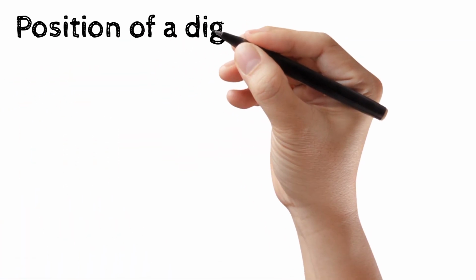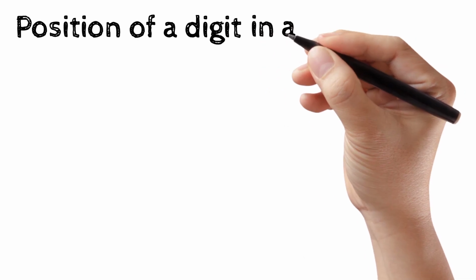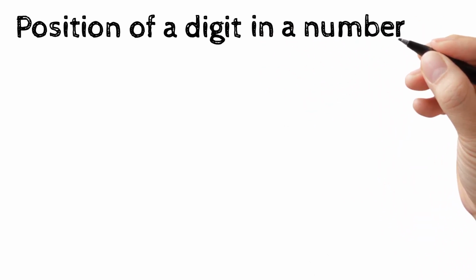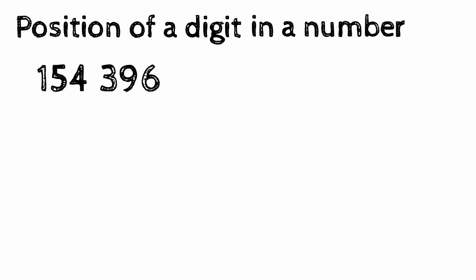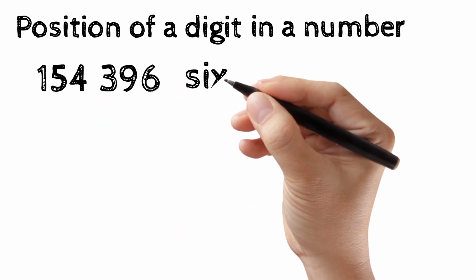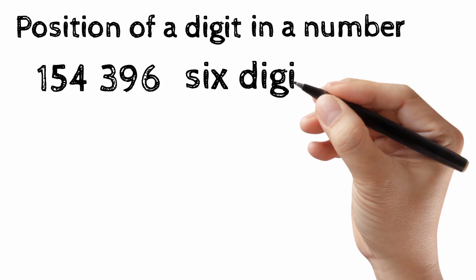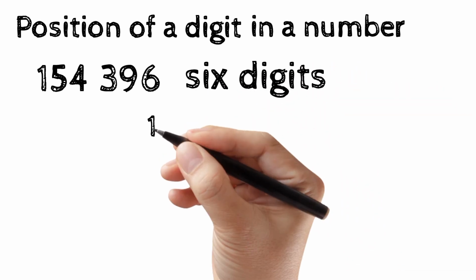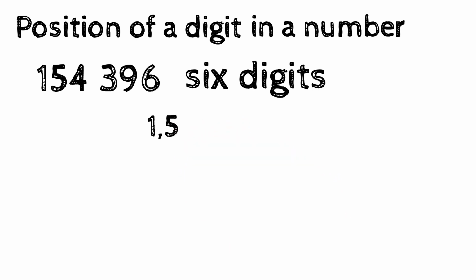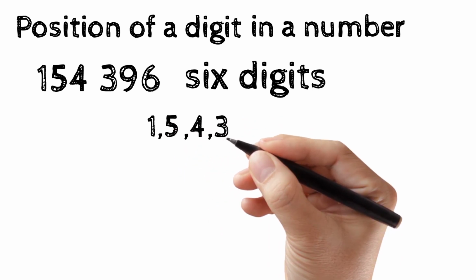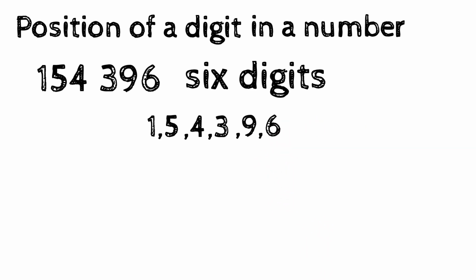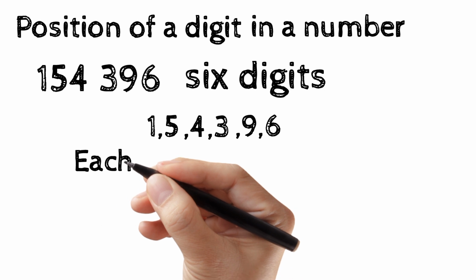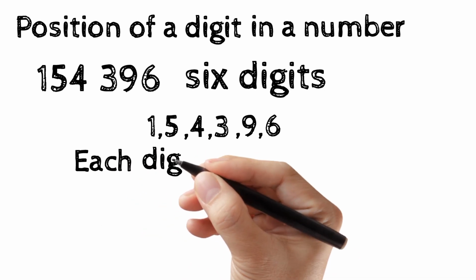So place value of a digit in a number simply is the position of a digit in a given number. So consider this number here. This number has 6 digits. And each digit in this number has its own position.